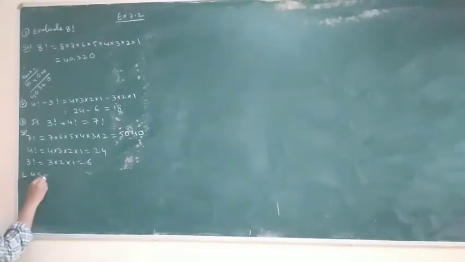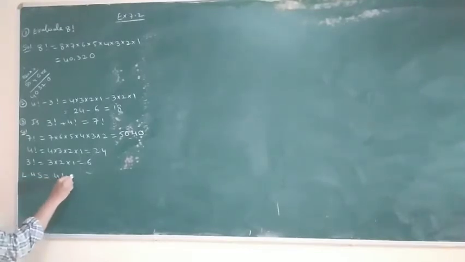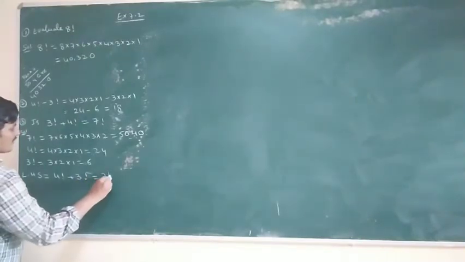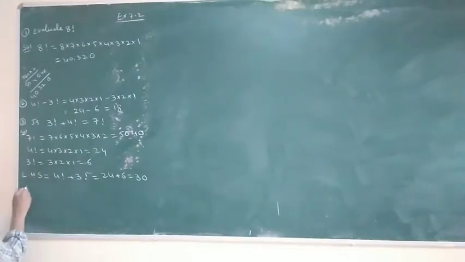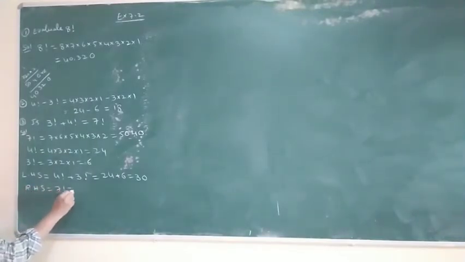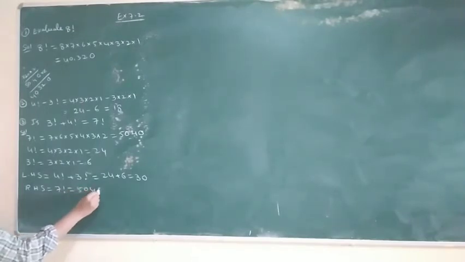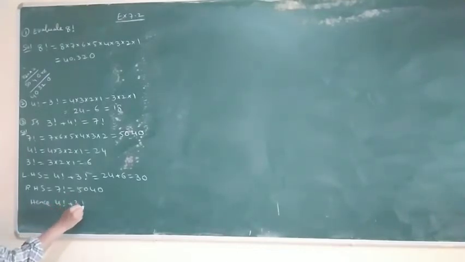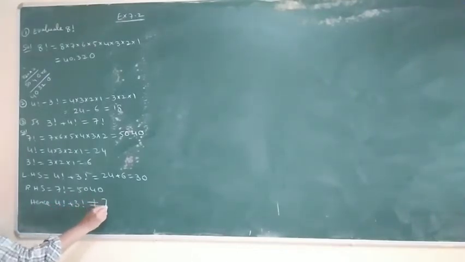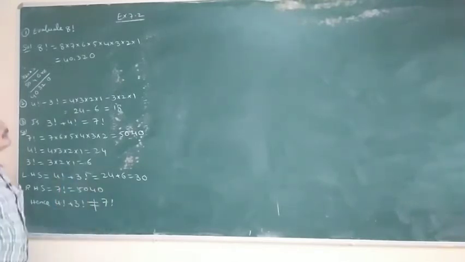LHS is equal to 4 factorial plus 3 factorial, 24 plus 6 is equal to 30. RHS is equal to 7 factorial, which is equal to 5040. Hence 4 factorial plus 3 factorial is not equal to 7 factorial. Clear?